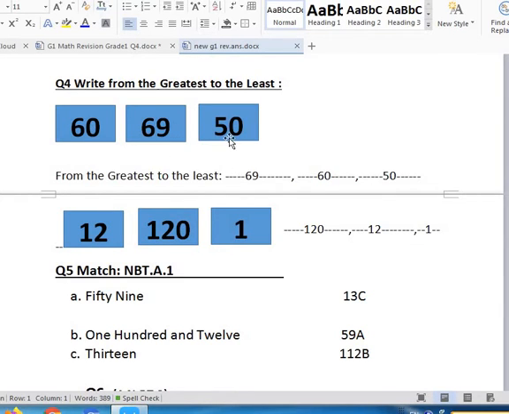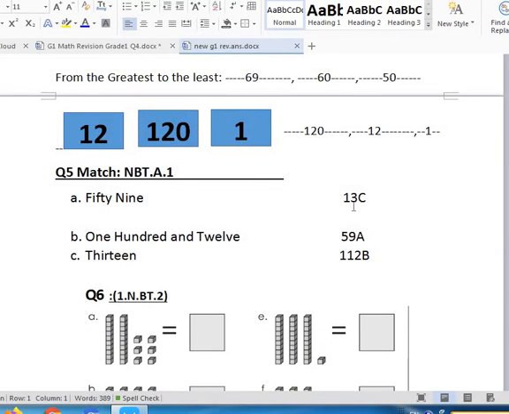then 60, then 50. Here I have 12, 120 or 1. 1 digit, 3 digits, 2 digits. When I say 1 digit, it's ones. When I say 2 digits, I have ones and tens. When I say 3 digits, ones, tens, hundreds. So which is greater here? Hundreds or tens or ones? Of course, hundreds. I have here 120, then 12, then 1.